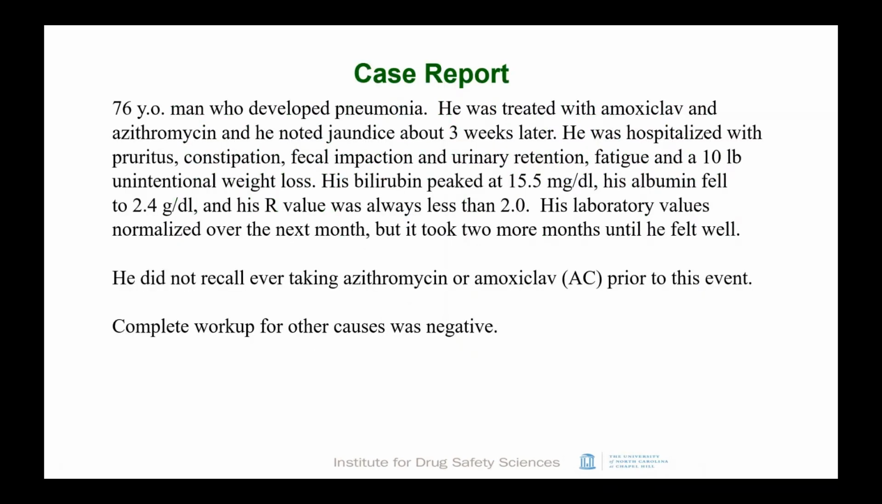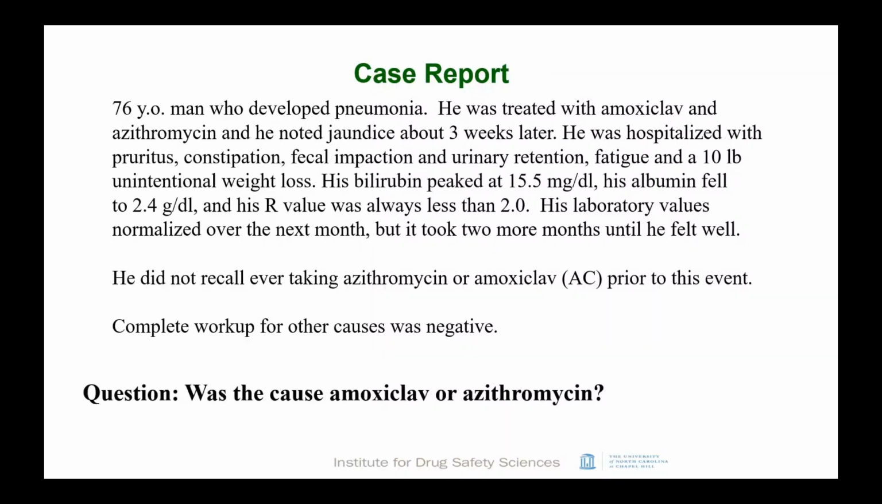I'll start with a true case report of a 76-year-old man who developed pneumonia, was treated with amoxiclav and azithromycin, and then was noted to be jaundiced 3 weeks later. He became quite ill and was hospitalized. He had a 10-pound weight loss, was brightly jaundiced with a bilirubin of 15.5 milligrams per deciliter, a significant fall in his albumin, and his R value was always less than 2.0, indicating this was a cholestatic injury. His laboratories did normalize over a month, but it took 2 more months until he felt entirely well. He did not recall ever taking azithromycin or amoxiclav prior to this event, and a workup for other causes was negative. The question is, was the cause of this man's significant liver injury amoxiclav or azithromycin?